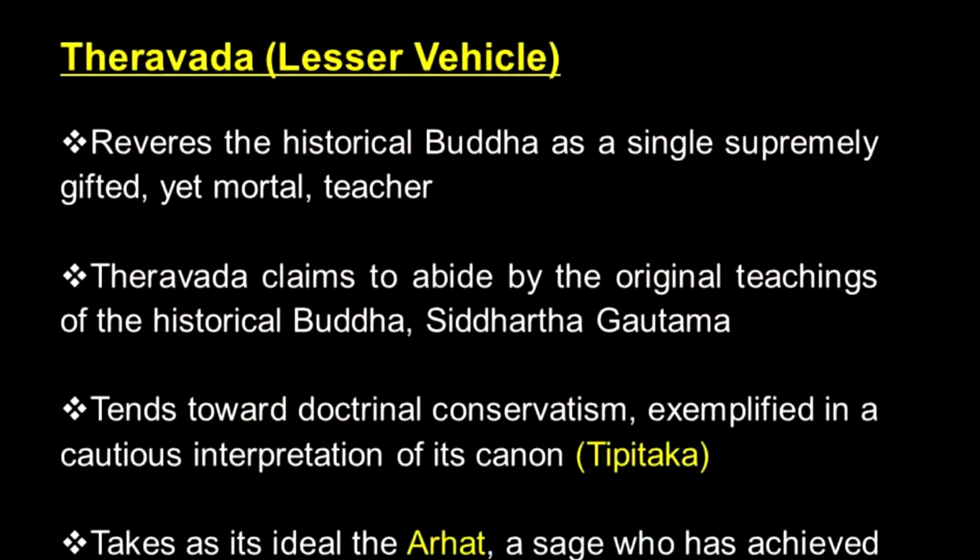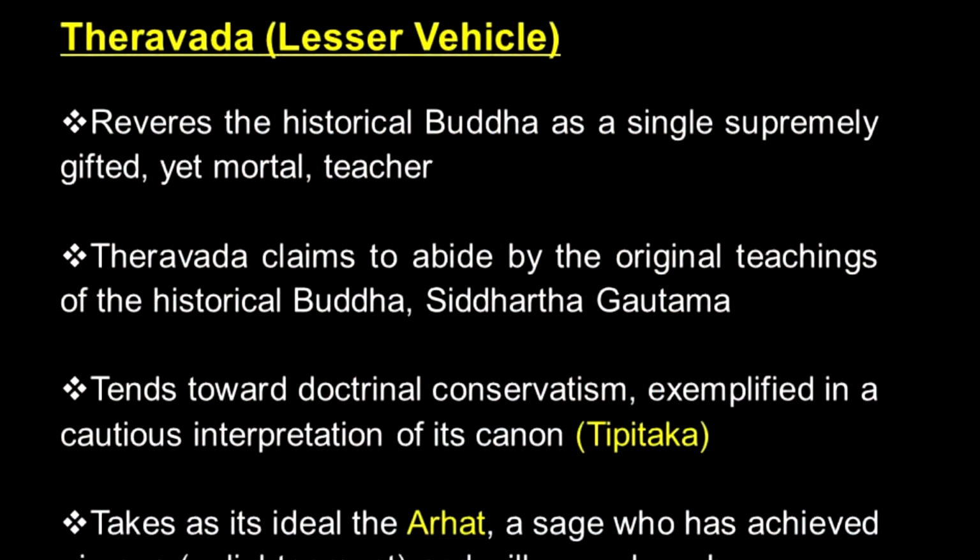Now the title is The Attack of Mara. So you see Mara, who is the evil one, or what you call the Lord of the Senses, and his minions attacking the Buddha. And he even sent three of his daughters to seduce the Buddha, but to no avail. Now things began to change.